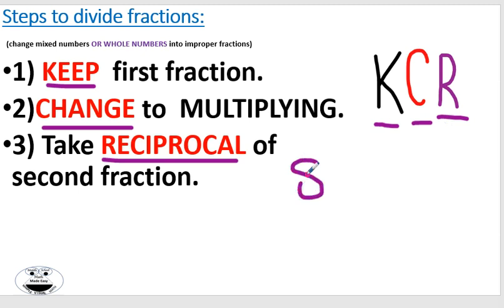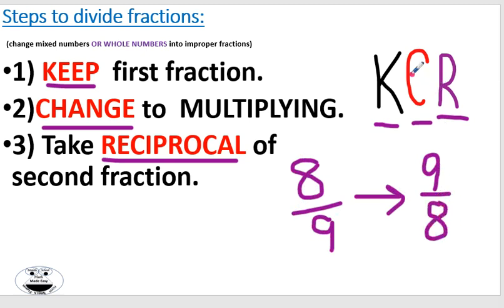So for example, if the fraction is 8 over 9, then the reciprocal, and they're not equal to each other, so I'm not going to write equal, but the reciprocal would be 9 over 8. So you're just flipping it. And sometimes people say, oh, it's KCF, keep, change, flip. And that is another way to do it. However, I write R for reciprocal so that students remember what a reciprocal is. So reciprocal, you're just flipping the numerator and the denominator.